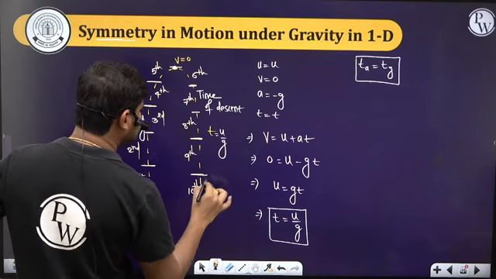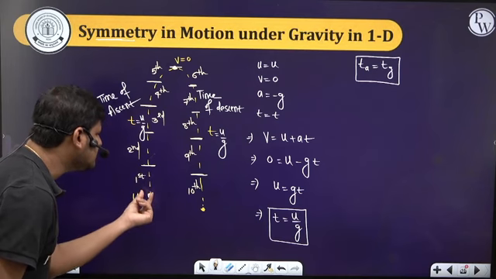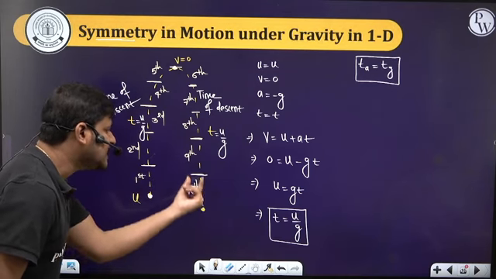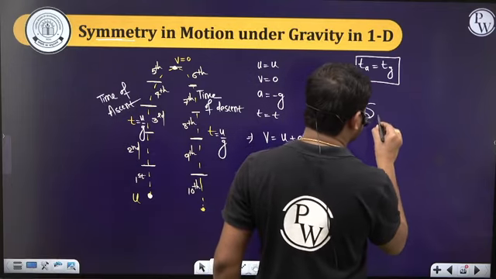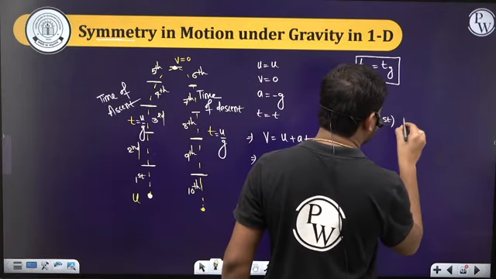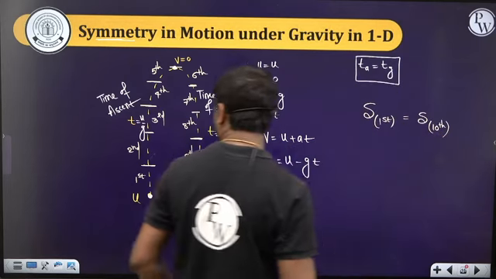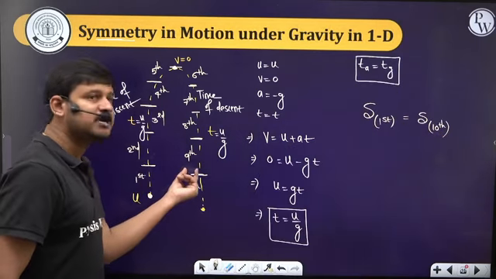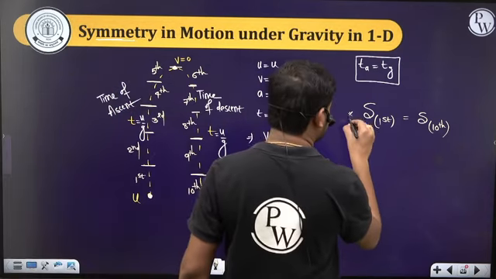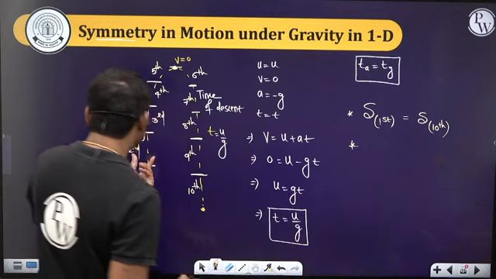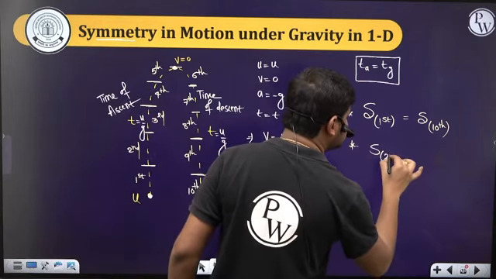So now what is meant by symmetry? Whatever distance the body covers in the first second, in the last second also it covers the same distance. So the distance covered in the first second will be equal to the distance covered in the 10th second. Similarly, the distance covered in the second second will be equal to the distance covered in the 9th second. That's called symmetry.